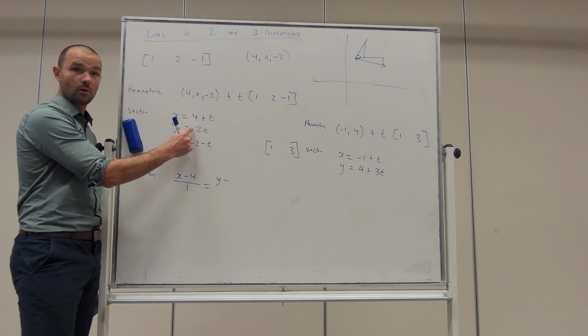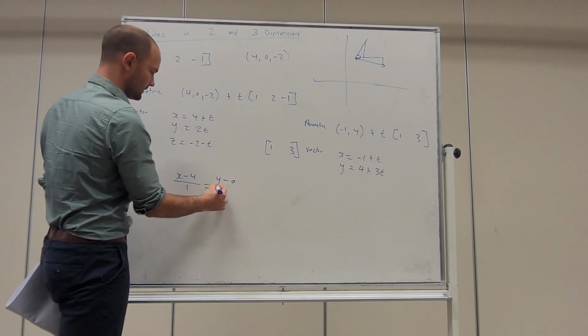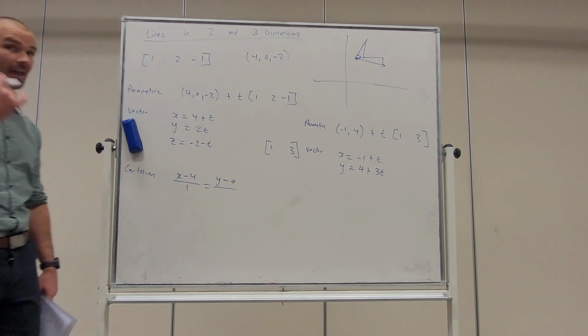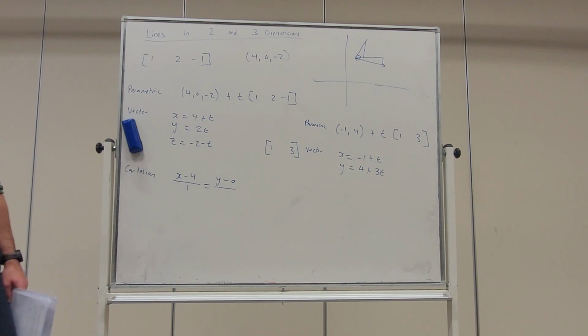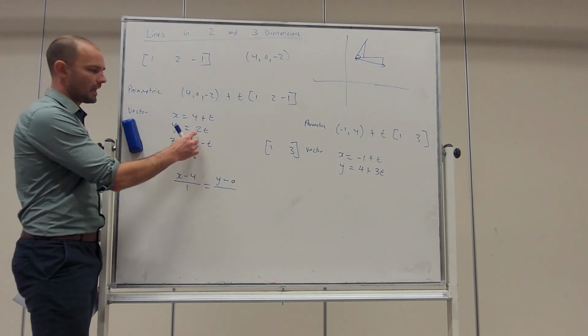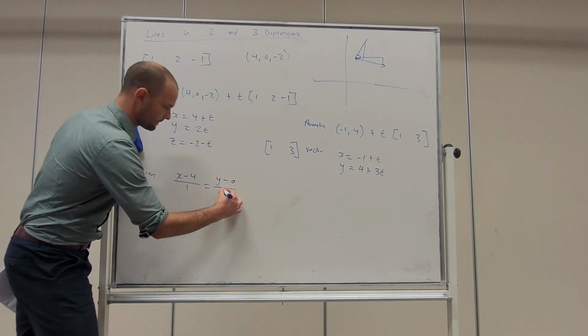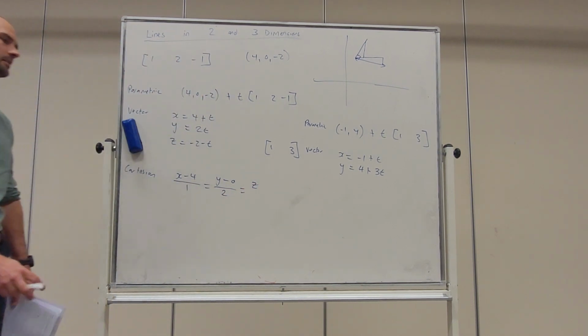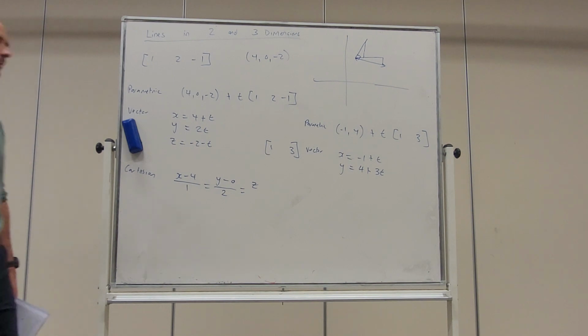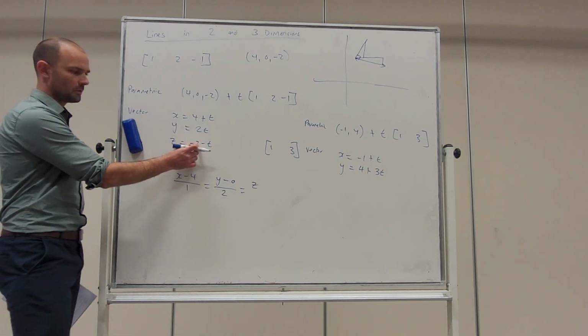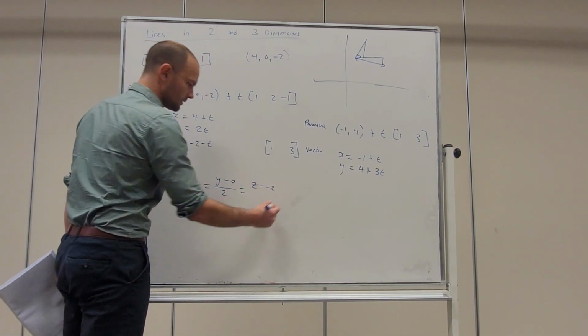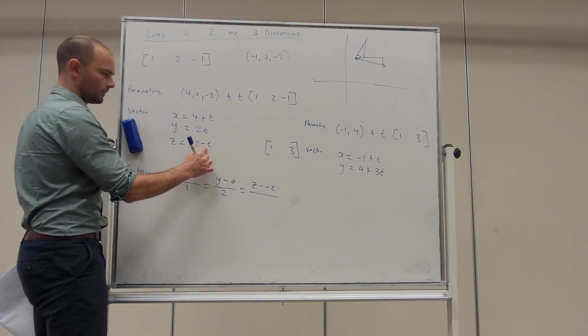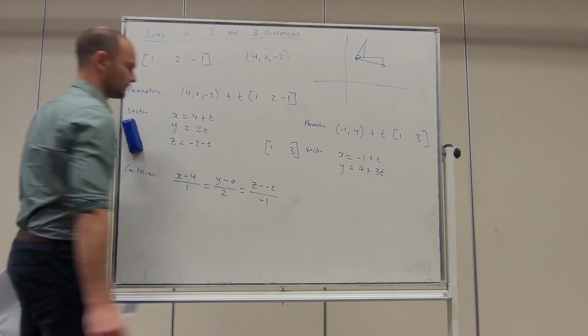Our number here is 0, so I'm going to write it up just for the sake of demonstrating the process, the algorithm. So we have y take away 0, and then divided by the coefficient of t. And then we make that equal to z. Z take away the coordinate, so we'll have z take away -2. Divided by the coefficient of t is -1.